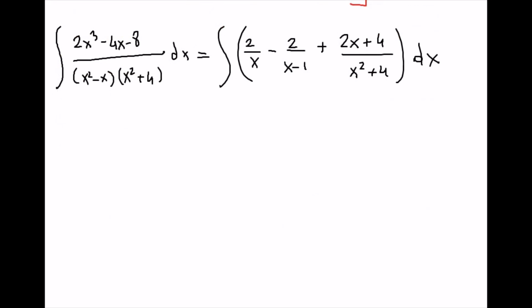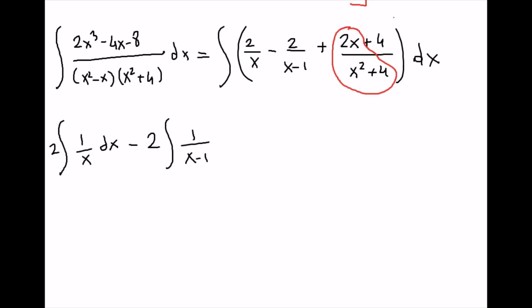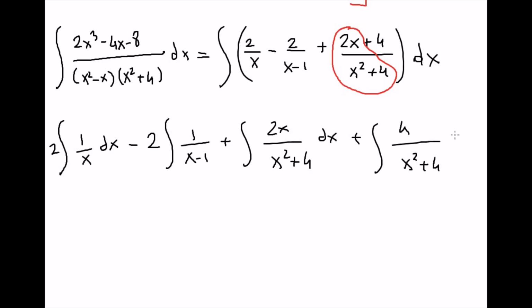So 2 over x is like 2 times the integral of 1 over x dx, minus 2 times the integral of 1 over x minus 1. We can separate the last fraction, so we can make it 2x over the denominator and 4 over the denominator. So plus the integral of 2x over x squared plus 4 dx plus the integral of 4 over x squared plus 4 dx, and we have dx here as well.